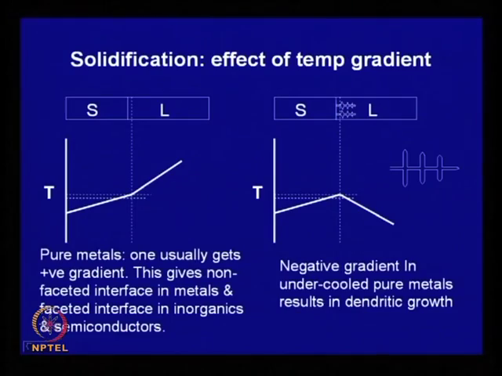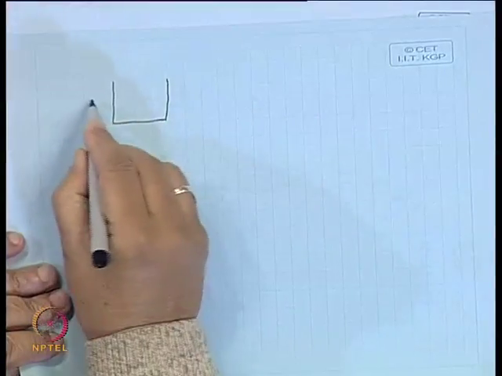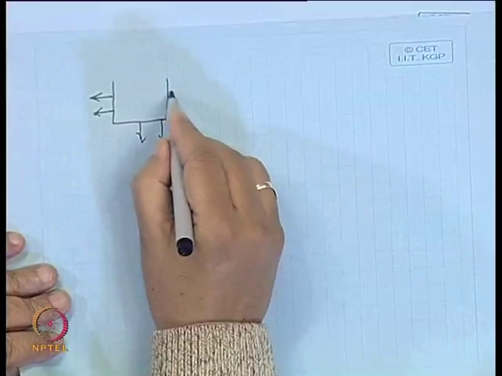Now, let us look at the effect of temperature gradient. We talked about solidification in a mold, and when solidification takes place in a mold, the nature of the structure that develops will depend on the way heat is extracted. For simplicity, let us take a real mold. In a real mold, heat will be flowing in this direction, and in different directions.